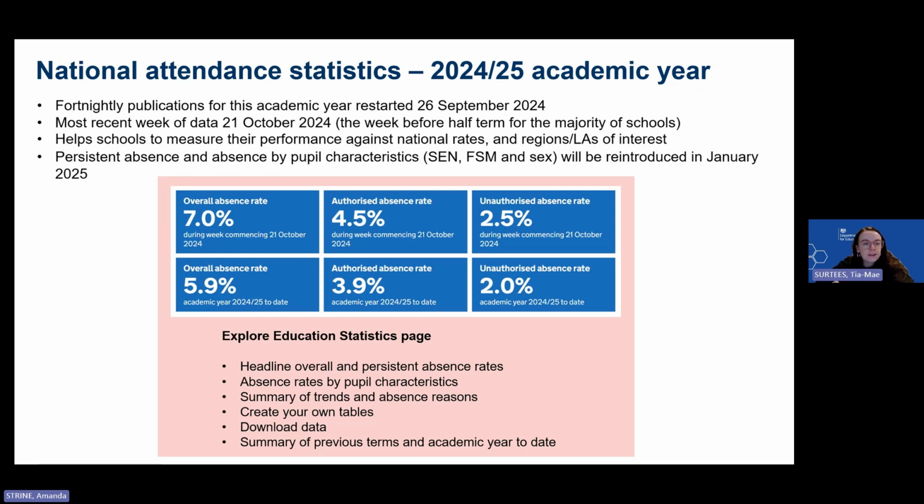Just to note as well, at the end of the autumn term, persistent absence statistics and a breakdown of absence by key pupil characteristics will be published in the publication going forward, and then characteristics will continue to be published on a termly basis. I'm going to pass over to the next speaker now.